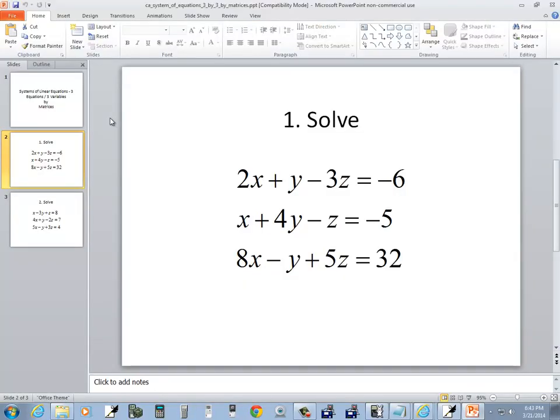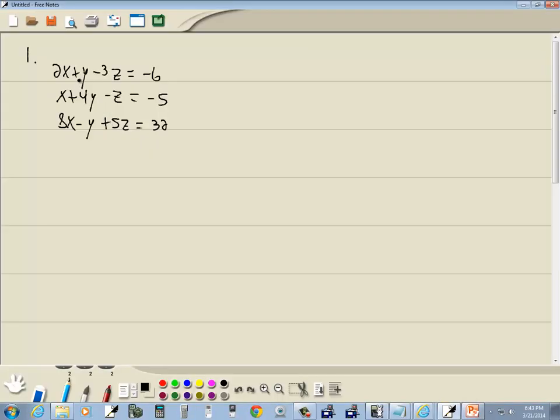Yeah, looks good. In order for this process to work, you have to have all of your terms with variables on the left side, and your constant term, your numbers, on the right side. The x's have to be in the same column, y's have to be in the same column, z's have to be in the same column, and numbers on the other side of the equals. Now, we want to write down a matrix that goes along with this.